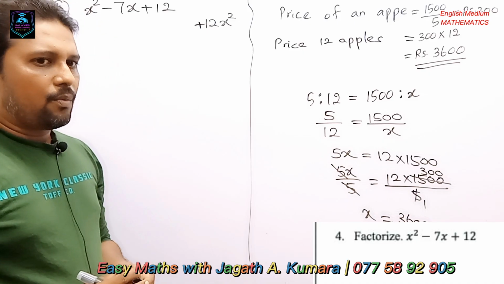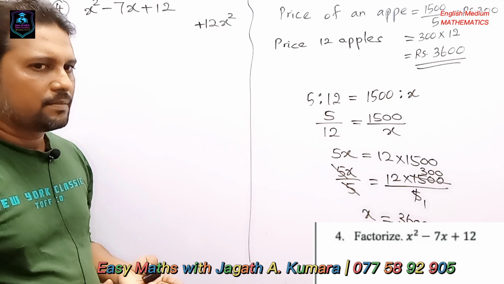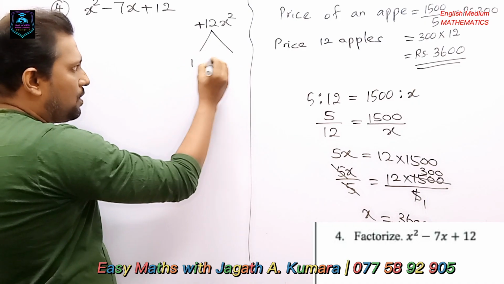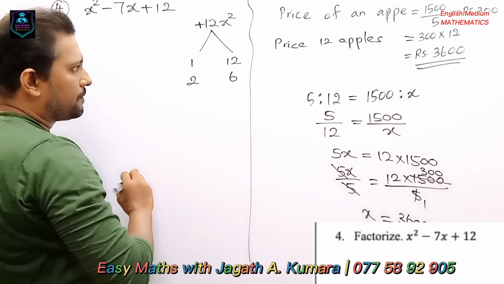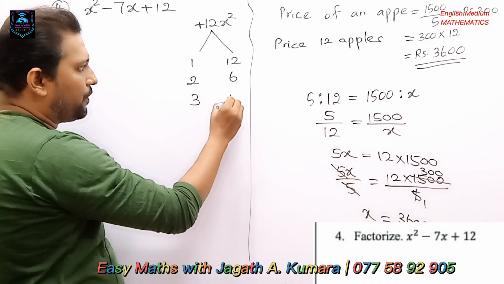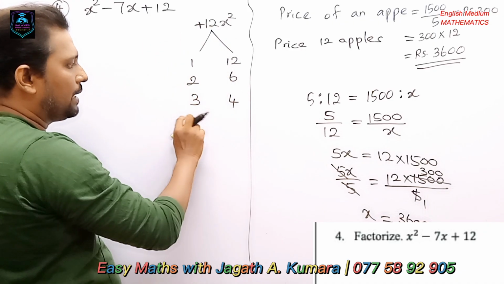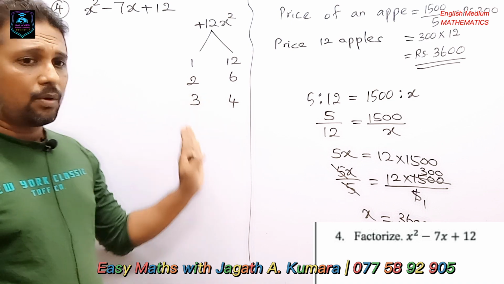Then you check what the suitable factors are. What are all the factors? First you can check the factors of 12. What are the factors of 12? 1 and 12, 2 and 6, then also 3 and 4, right? 1 multiply 12 is 12, 2 multiply 6 is 12, 3 multiply 4 is 12, right? These are all the factors.